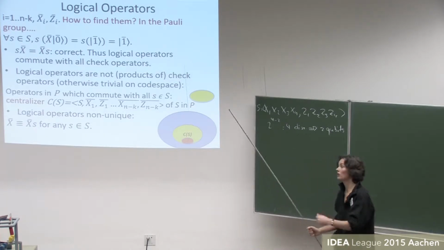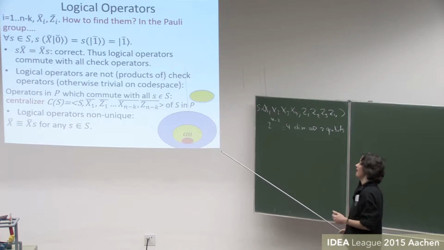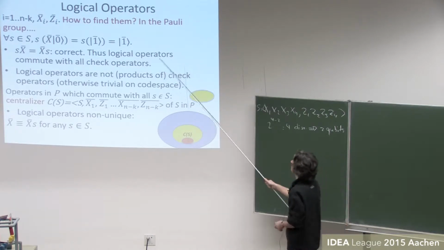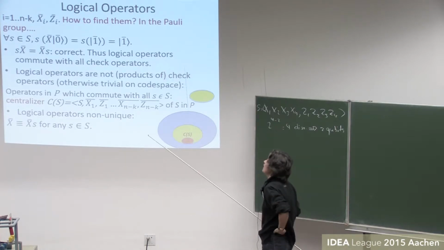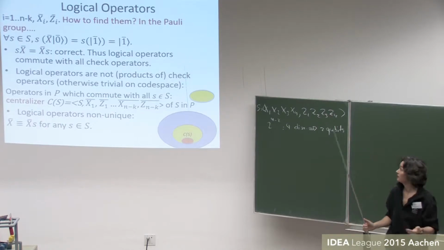Why do they need to commute? Because they need to map code words onto code words. And code words satisfy parity checks, and that's why they need to commute. So the logical operators commute with all the check operators. But they should not be products of the check operators. Otherwise, they act trivially. No?